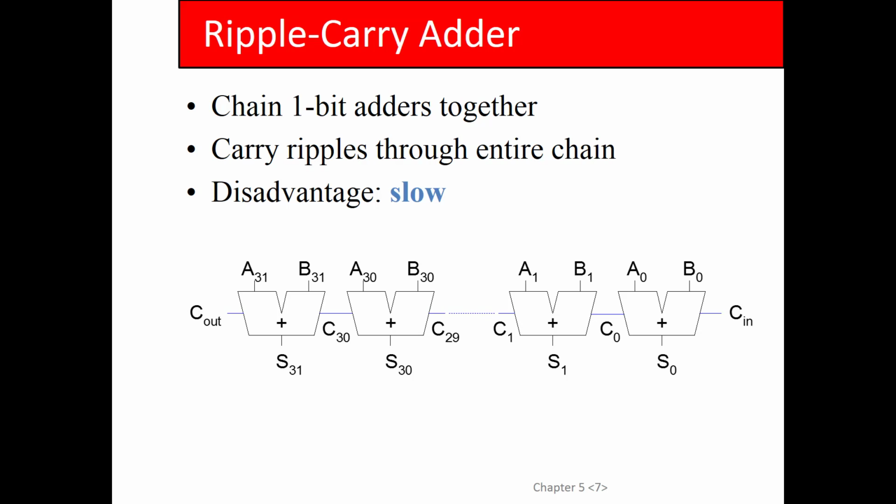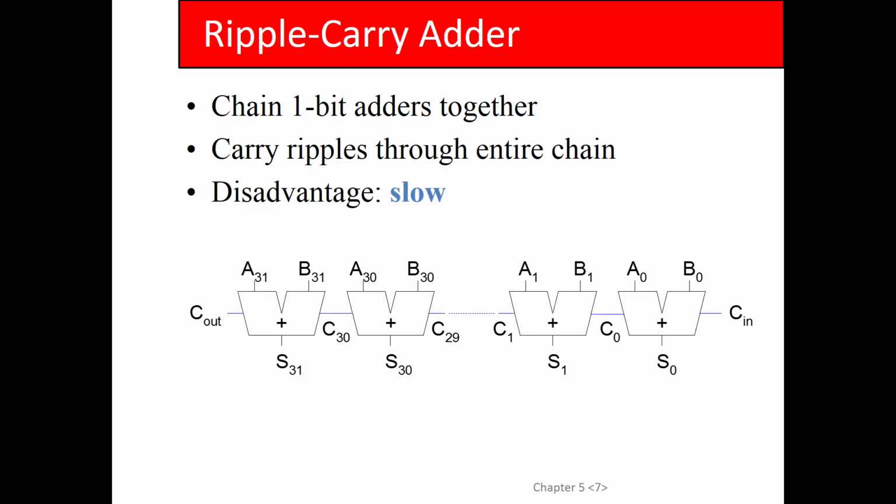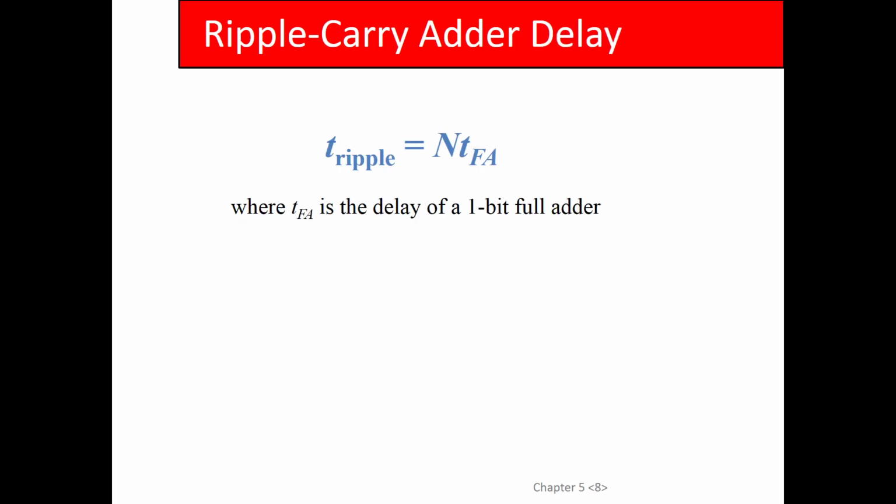Okay, so the problem is that there is a critical path here that starts with carry in and continues all the way through the circuit. So the delay of this adder is simple to calculate. It's just the number of bits n times the delay of a single full adder, right? So this is too slow. So no one uses ripple carry adders.